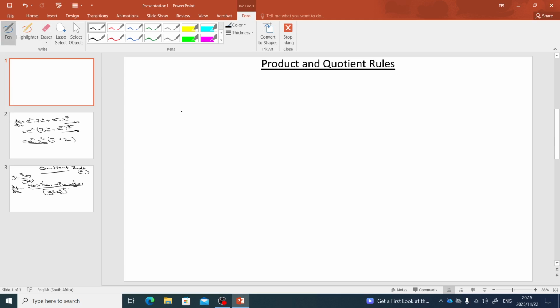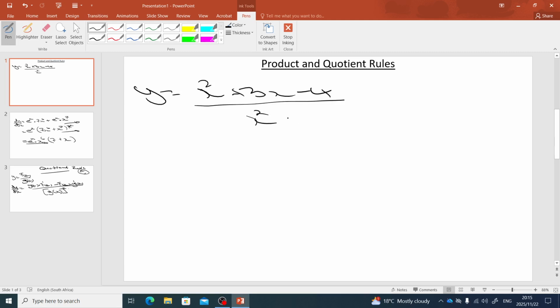Let us then look at the quotient rule. Let's say we are given y equals x squared plus 3x minus 4 divided by x squared plus 1. Now from here we can then apply the product rule.